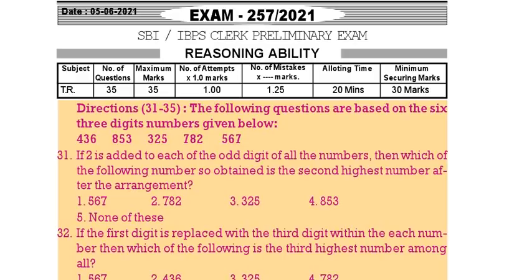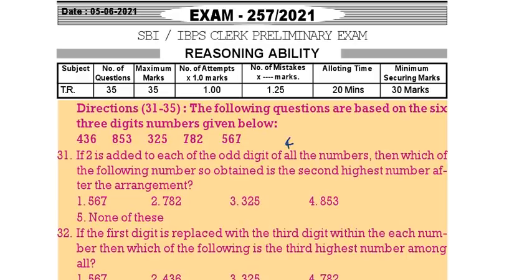The following questions are based on the 5 3-digit numbers given below. The numbers are 436, 853, 325, 782 and 567. Based on these numbers we should answer the question. If 2 is added to each of the odd digits, then which of the following will be the second highest after the arrangement? Now we have to add 2 to each odd digit, of all the numbers.